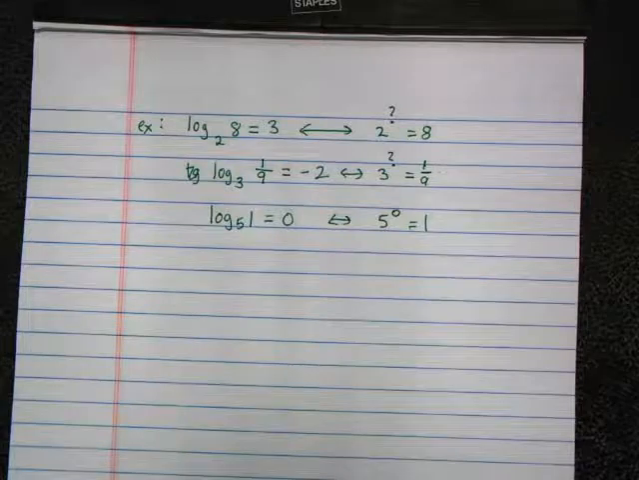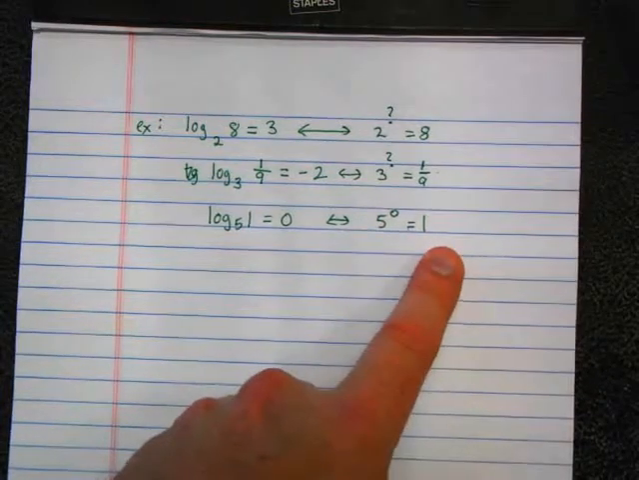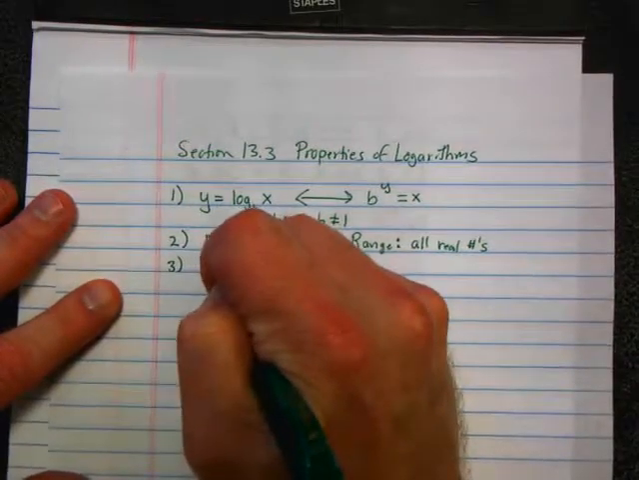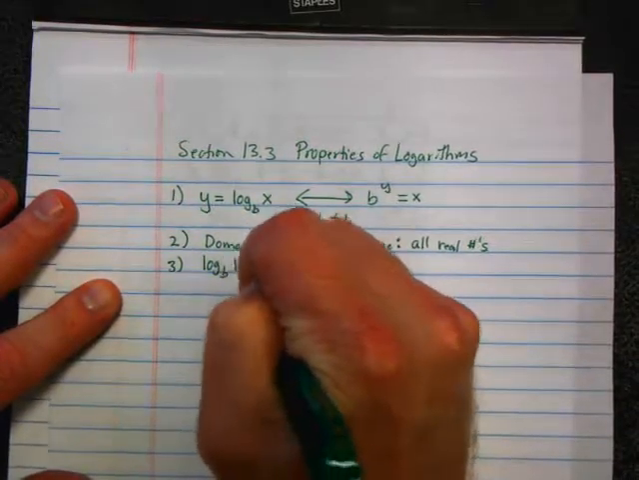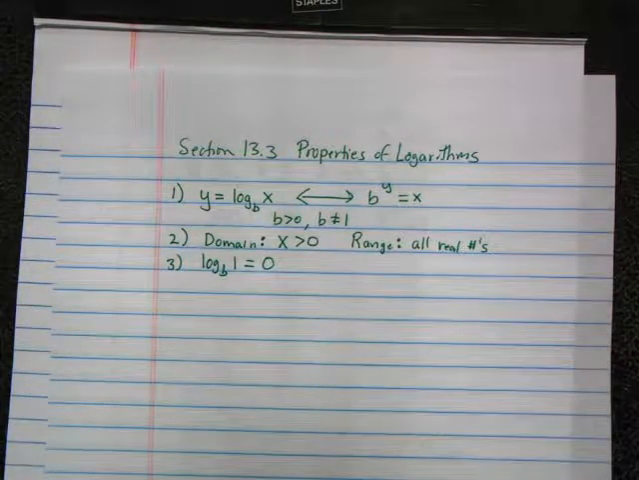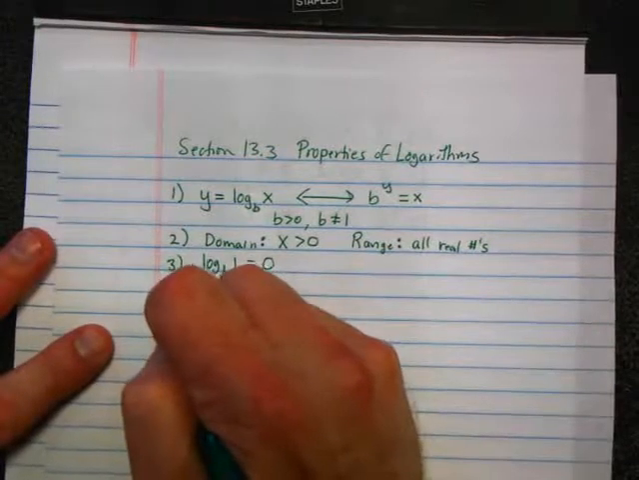So that leads us to our next rule. There's nothing special about the number 5 here. You just told me anything to the 0 power would give you 1, and I agree. That's rule number 3. Log base b of 1 is always the number 0. Doesn't matter what base you have, base 2, base 12, base 1,000,006, the log base b of any number, when you plug in 1, you will always get 0. Always.